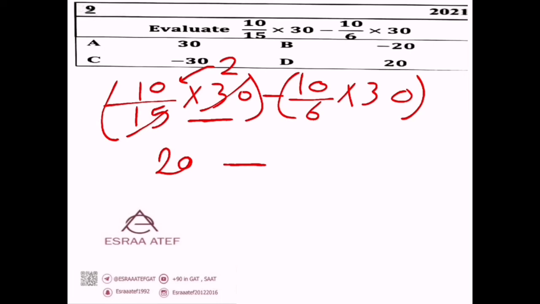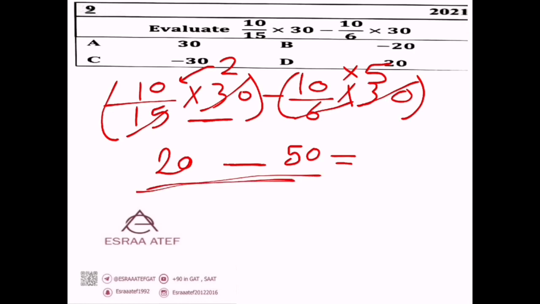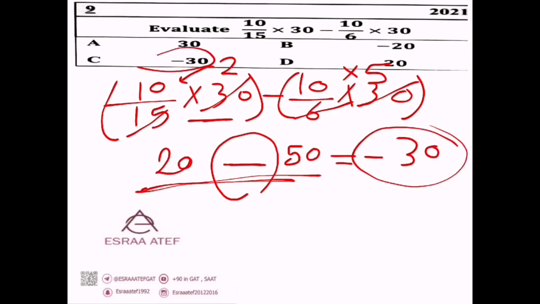Now we will solve the other part, which is 30 divided by 6, which is 5, and 5 times 10 is 50. So 20 minus 50, we subtract because they have opposite signs, and we take the sign of the bigger one, so it will be negative 30. So the answer will be negative 30.